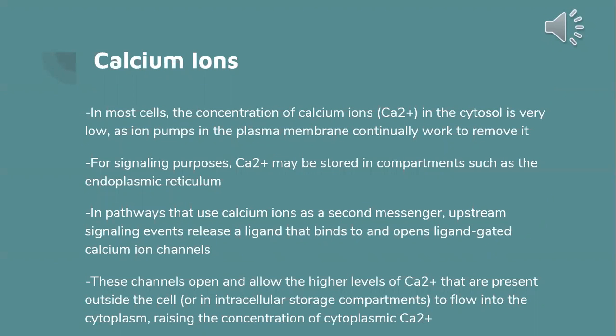In most cells, the concentration of calcium ions, Ca2+, in the cytosol is very low as ion pumps in the plasma membrane continually work to remove it for signaling purposes. Ca2+ may be stored in compartments such as the endoplasmic reticulum. In pathways that use calcium ions as a second messenger, upstream signaling events release a ligand that binds to and opens ligand-gated calcium ion channels. These channels open and allow the higher levels of Ca2+ that are present outside the cell or in intracellular storage compartments to flow into the cytoplasm, raising the concentration of cytoplasmic Ca2+.